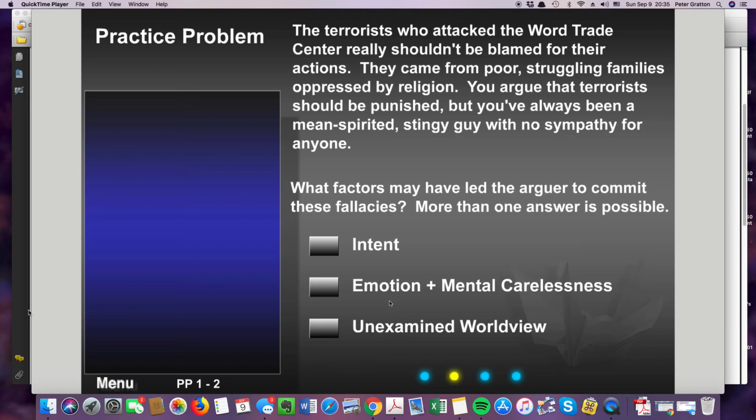Okay? So what factors may have led the arguer to commit these fallacies? Well, there's nothing really to be gained. It might be an unexamined worldview, as we saw before with the flag, right? The arguer apparently believes that public displays are essential to patriotism, like the flag before, right? Do you want to select another answer? I think no for now. I think that's a good one: unexamined worldview about what constitutes patriotism.